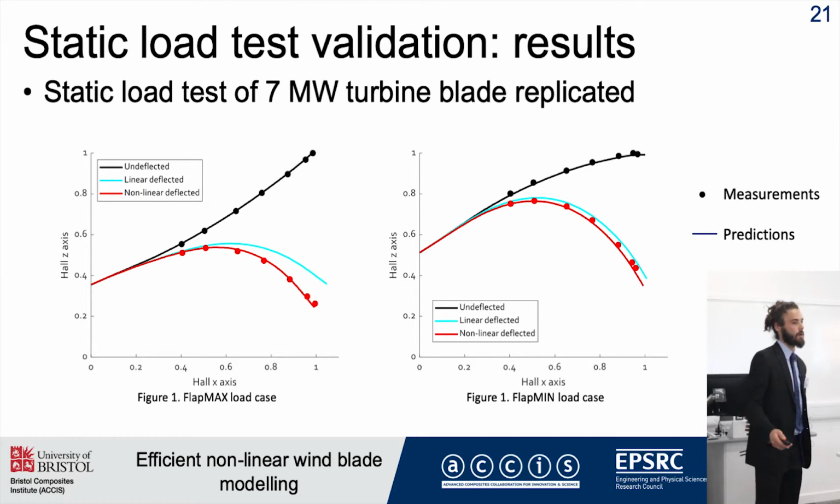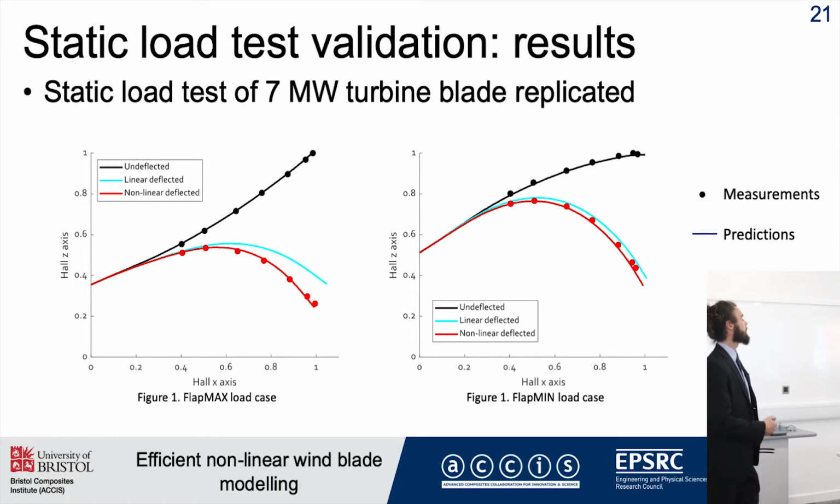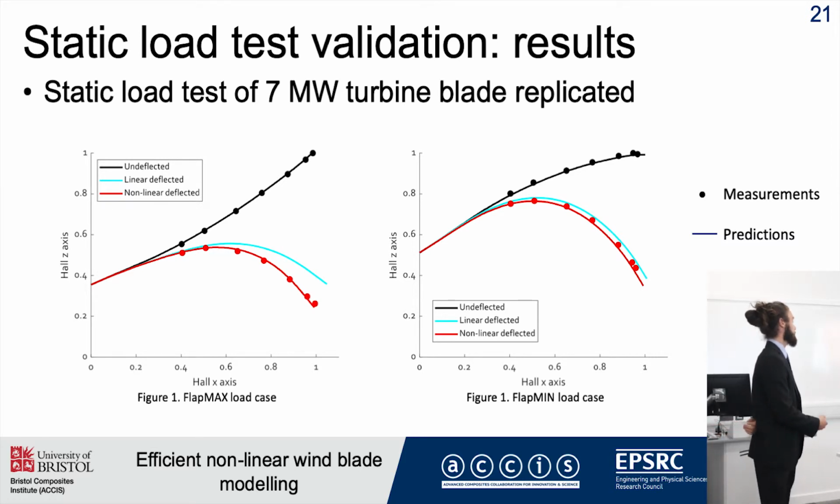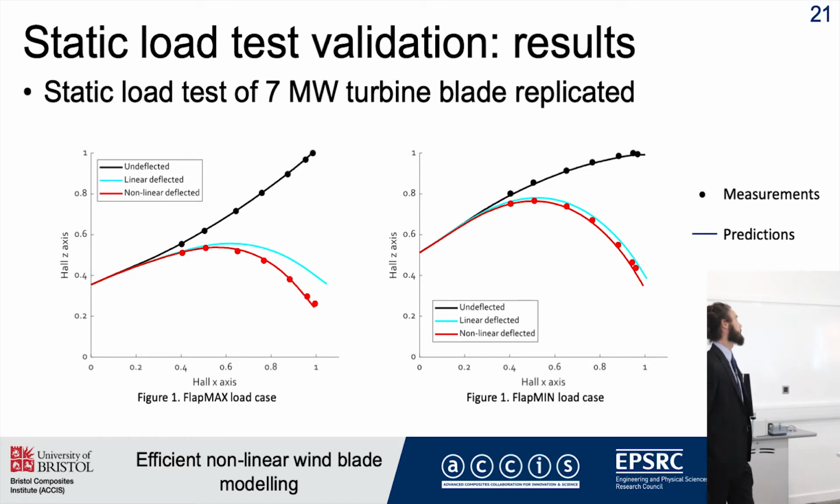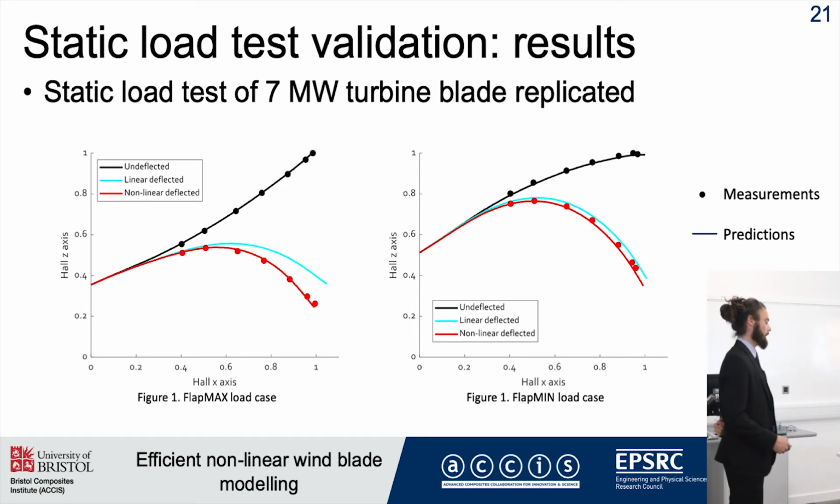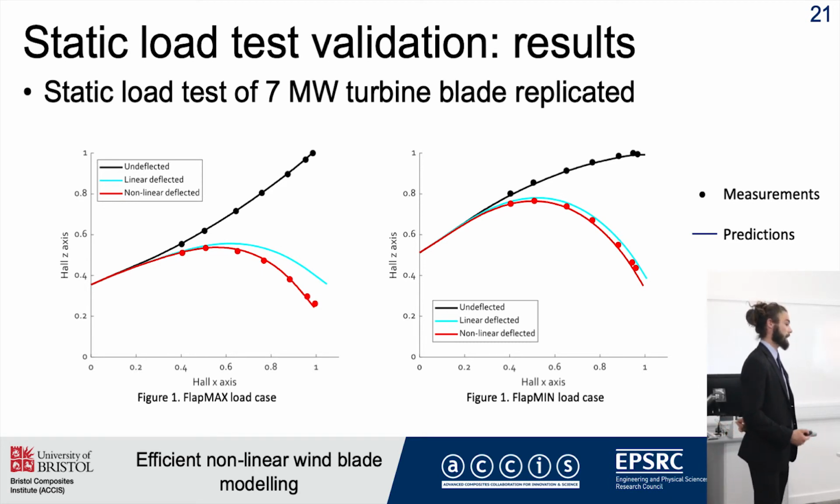So under the extreme loading condition, the deflections are going into this non-linear region and basically exceeding the limits of what is capable by the linear structural analysis. So this highlights the necessity of non-linear structural analysis for predicting deflections and loads for these large compliant blades.